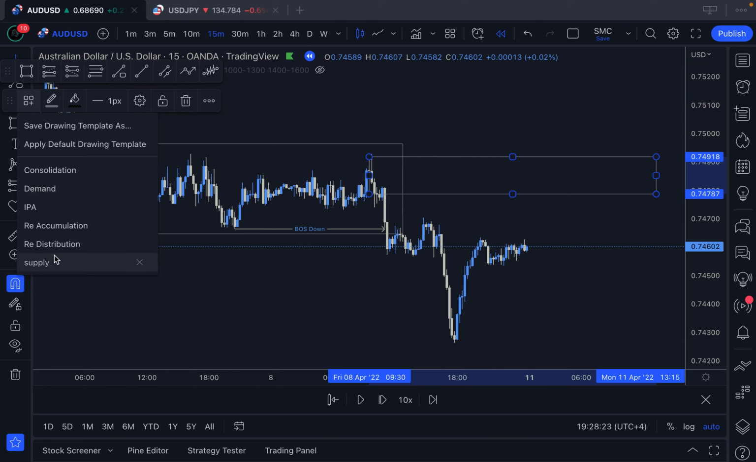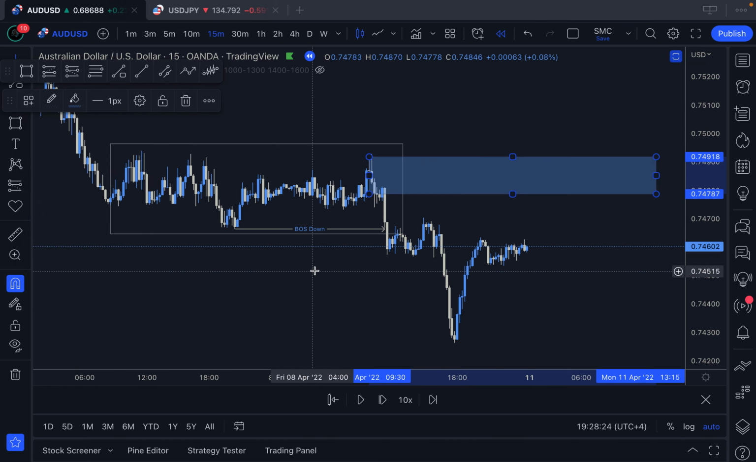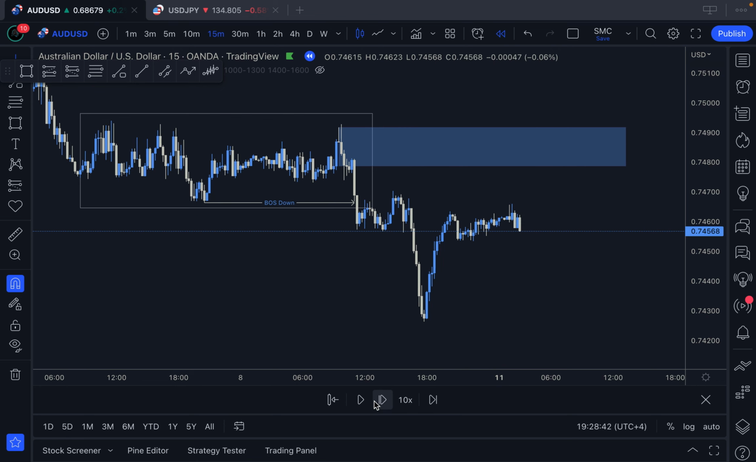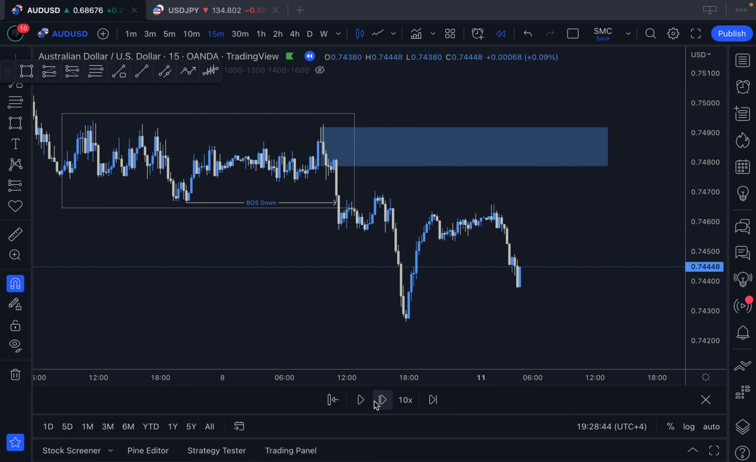All right. Now this is the supply zone, and we will expect the price to come back into this area before we take our sells. And we'll be setting a sell limit somewhere over here, expecting that the price will come here, it will trigger us in, and then it will start falling. Let's just play this and see how it plays out.